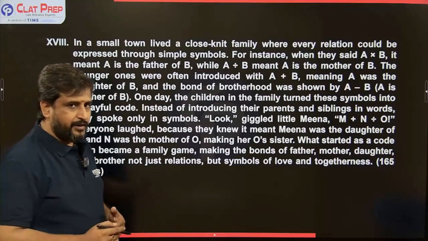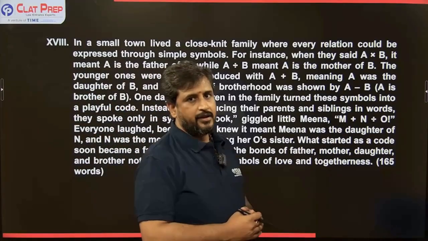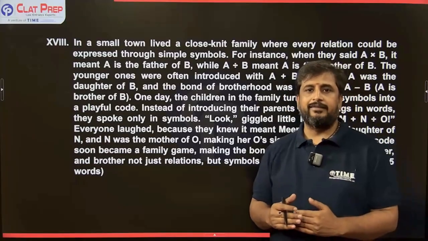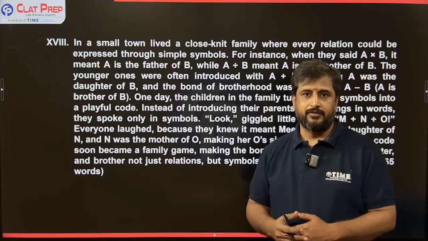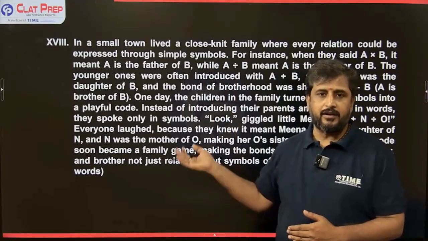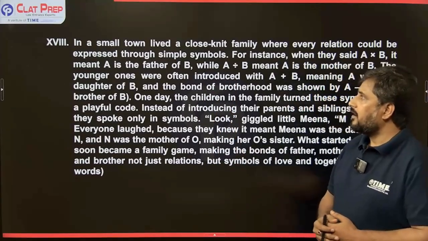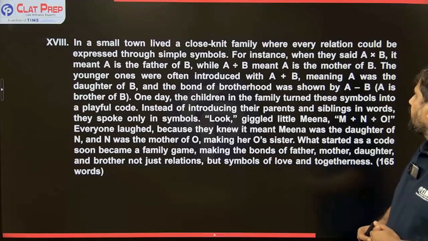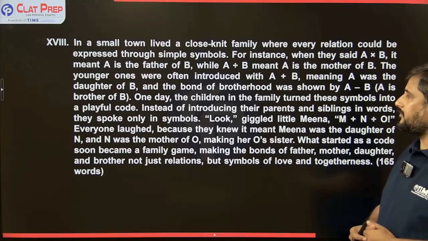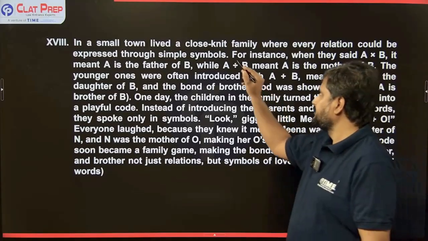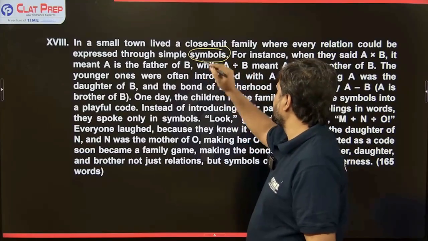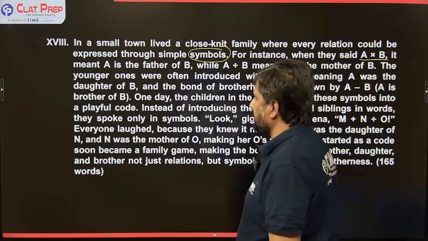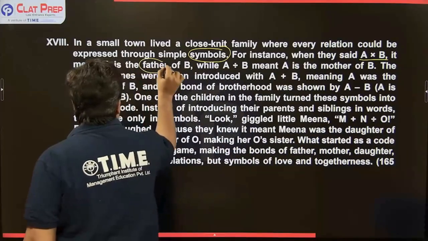Second set, it is a very regular question: blood relations with a combination of symbols. It means you will be given some symbols with their meanings, and when you read the data, you will come to understand that. In a small town lived a close-knit family where every relation could be expressed through simple symbols. As I told you, you will be given symbols. For instance, when they said A cross B, it means that A is the father of B.